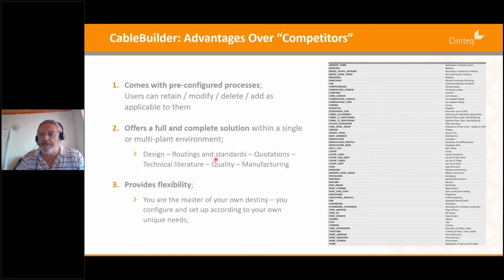And then the flexibility. You're the master of your own destiny. You will find, if you look at all our existing customers, you will not find 2 customers who have CableBuilder set up the same way. And that's the beauty of the flexibility. Any customer can set it up the way he wants to, the way they prefer to work, the way they prefer to design their cables. And at the end of the day, you're in control of the formulas and the way it's set up. So if you wanted to add a factor to any formula, if you wanted 1 + 1 to equal 3, you can make 1 + 1 = 3. That's all within your control.